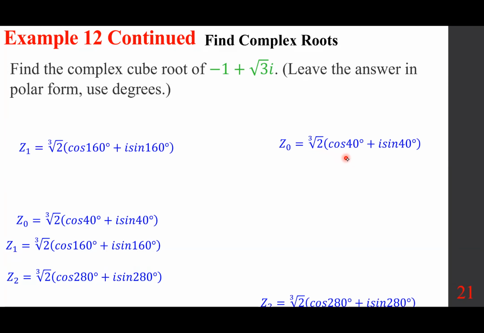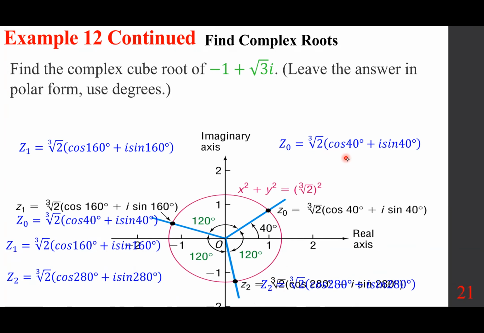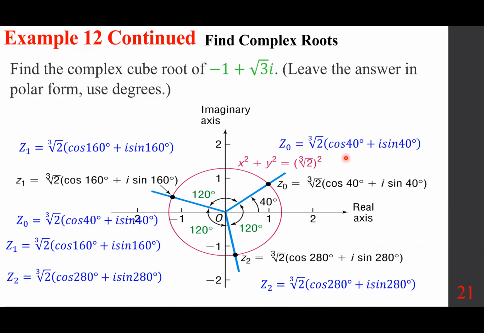If you put those, here's the graph. So x squared plus y squared is cube root of 2 quantity squared. That means the radius is simply cube root of 2. Start with 40 degrees. That's the first one. And you add 120 degrees. That gives you the second one. You add another 120 degrees, and it gives you the third root.